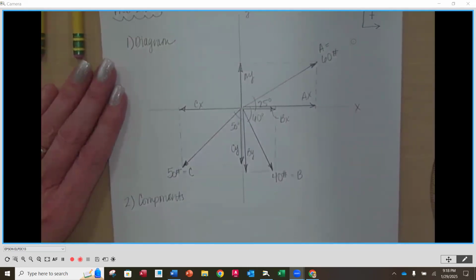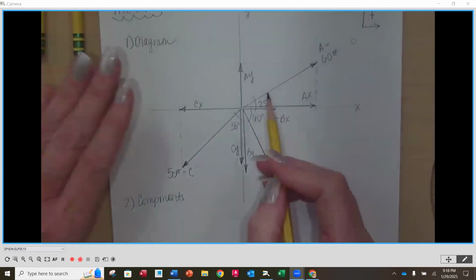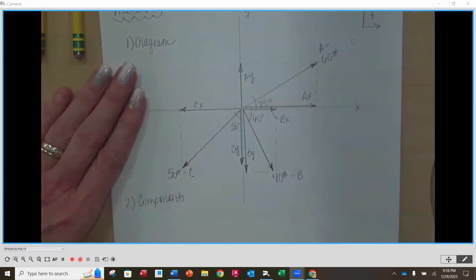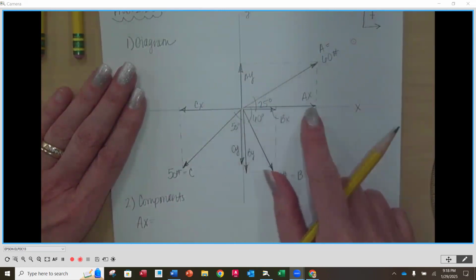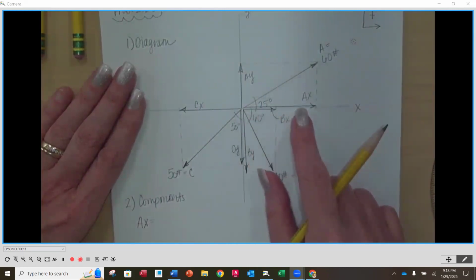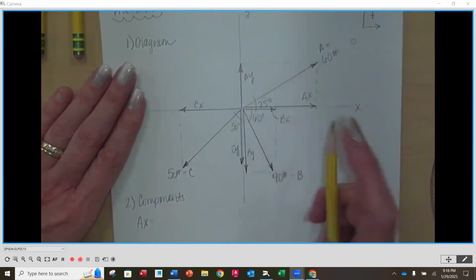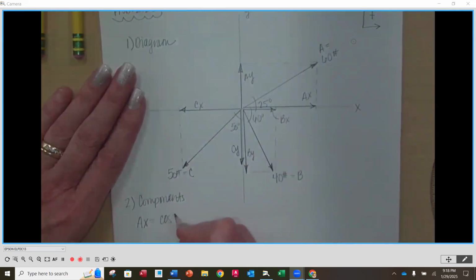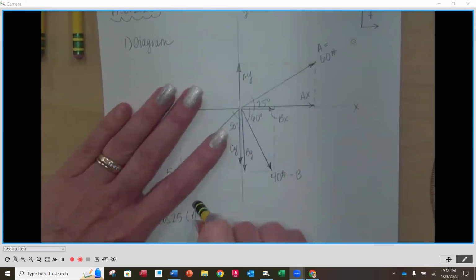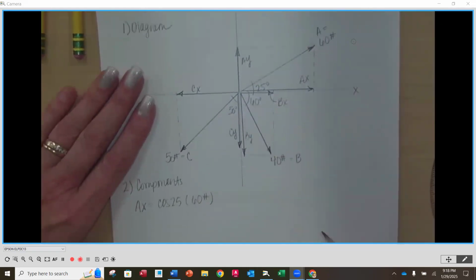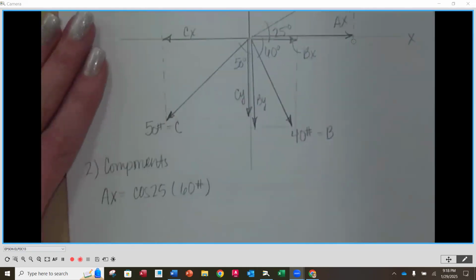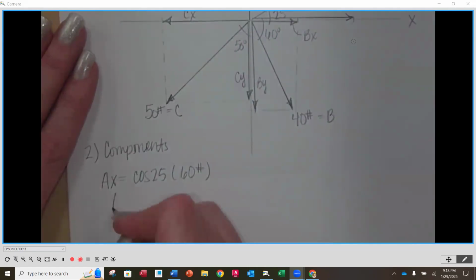and CY. Now, since we know the angle for each one of these, I'm going to start with my A, right? So AX is going to be equal to, the angle that I'm given here is 25 degrees. So my AX is the side adjacent, right? So the side adjacent means I'm going to use the cosine of 25 times 60, because we know what A is, times 60 pounds. Make sure you put your units in there. Zoom in here a little bit.